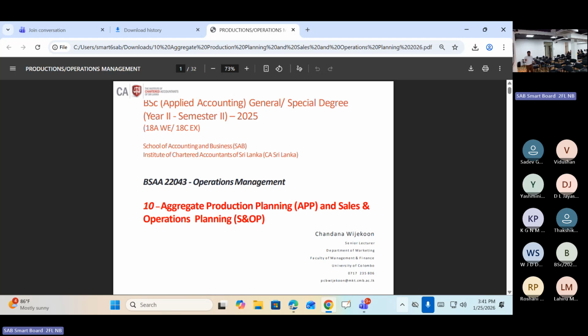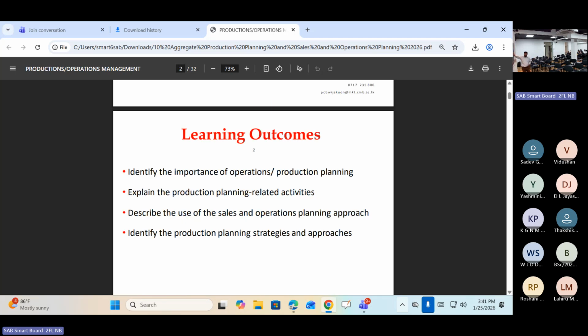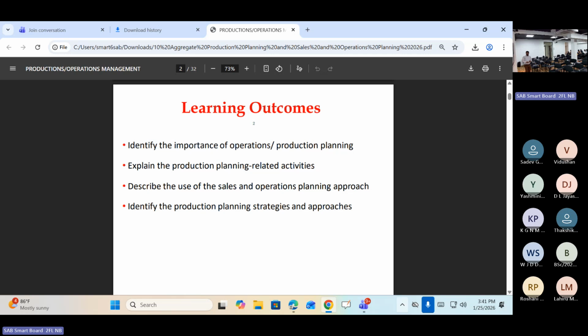Right. With that, let's move to this new area called production planning. It's a common topic we discuss in operations management, but for undergraduates like you all, it has some important areas that you don't know. The learning outcomes set for this are, initially, to identify the importance of production planning. When we discuss production planning, you will understand what it is. Then you will understand the importance of production planning for business. We will also explain the different production planning related activities that normally happen.